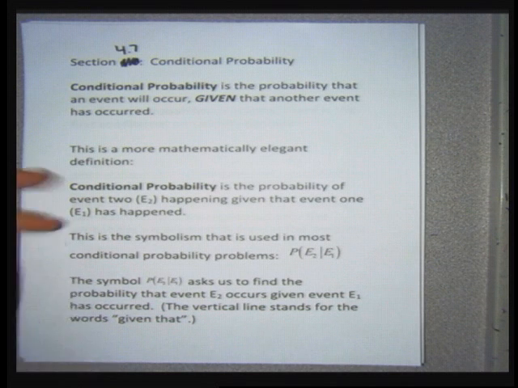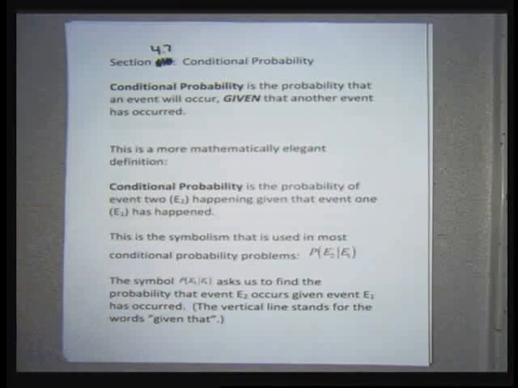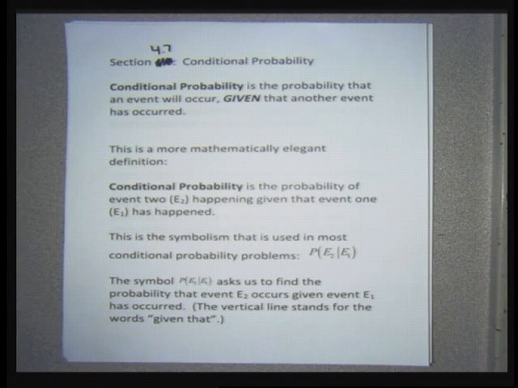So conditional probability is the probability of event 2 happening given that event 1 has happened. For instance, the probability of you getting an A in this class given that you've gotten an A on the first 3 tests, or the probability of me winning a hand of blackjack given my first card is an ace. So some information can change the chances of an event happening, and that's what this section is going to focus on.